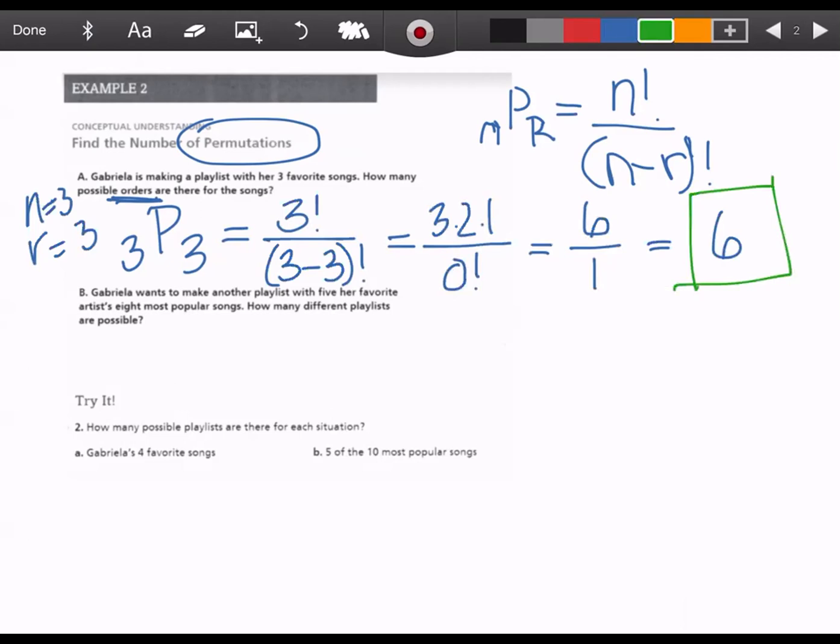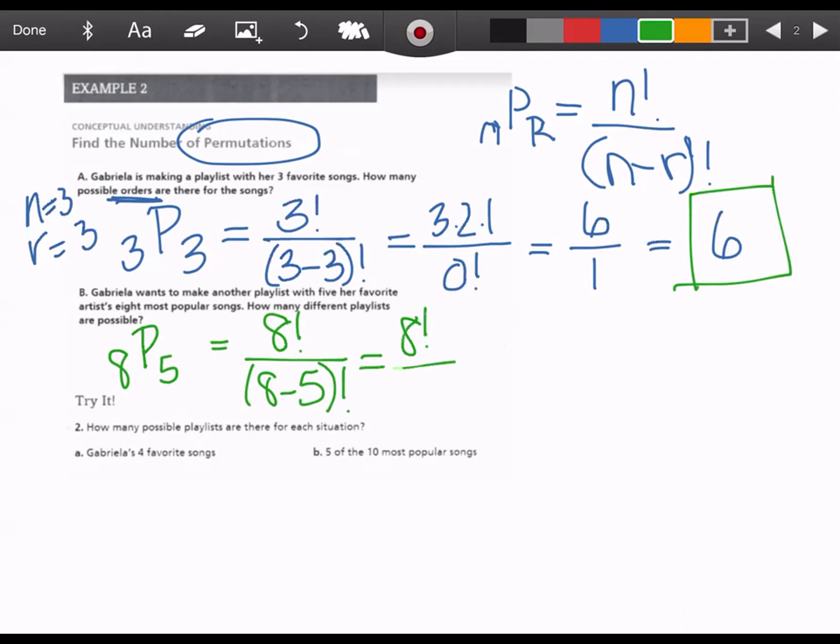Now let's suppose she wants to make another playlist with 5 of her favorite artists, and there's 8 of their most popular songs. How many different playlists are possible? So we have 8 different songs, but there are 5 different artists. So it's going to be 8 permutations 5. So we have 8 factorial over 8 minus 5, close the parentheses, factorial.